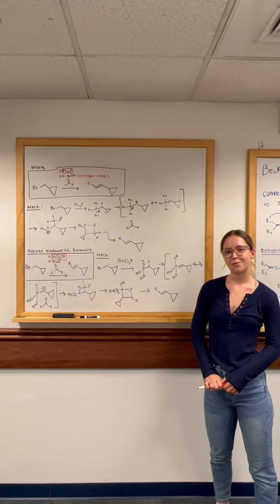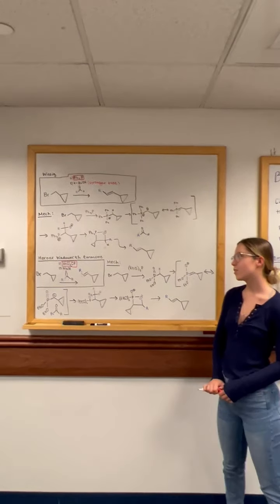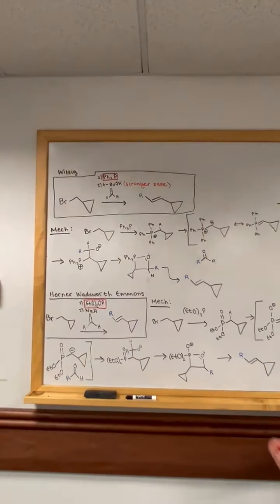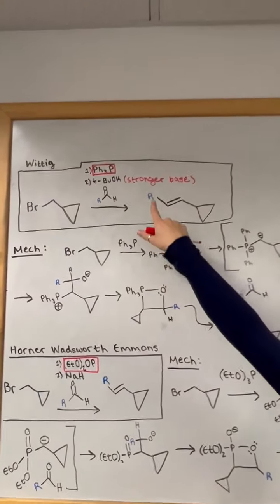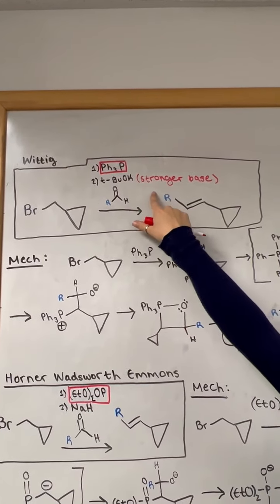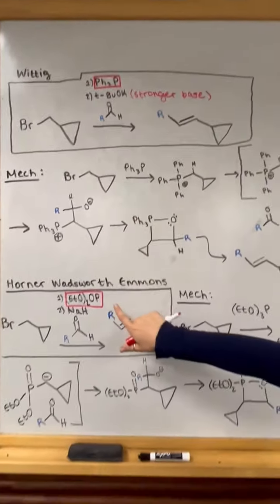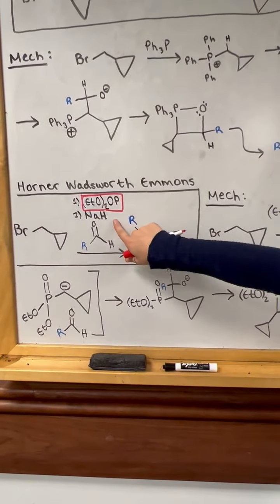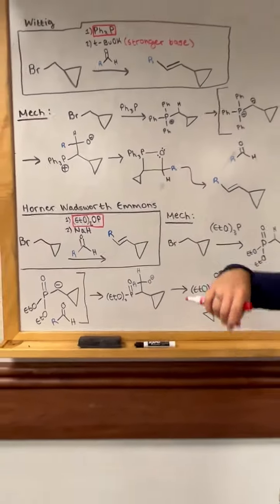So the reactions I'm comparing today are the Wittig and the Horner-Wadsworth-Emmons. The main difference between the two is that the Wittig uses a triphenylphosphine and a strong base as reagents, and the Horner uses a phosphine oxide of some type and a weaker base as a reagent.